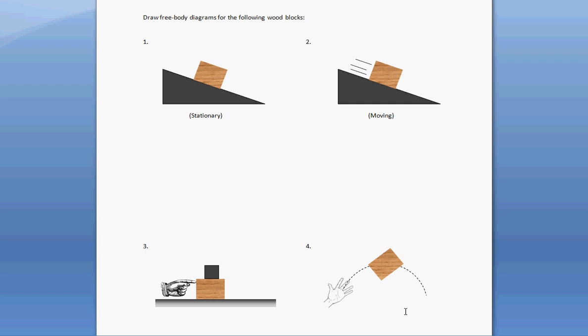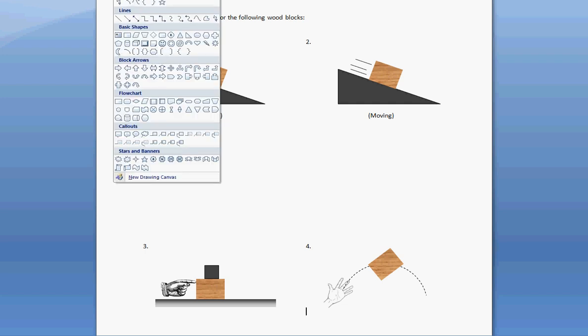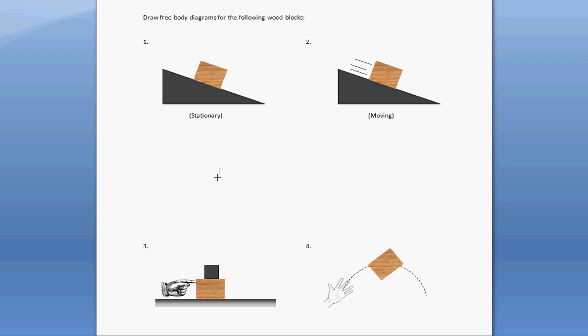Here we have 4 wooden blocks in different situations, and we're going to draw the free body diagram for each. We're going to start with the first block. And so we're going to start with an arrow pointing down, representing the force of gravity on that block. So the idea is that the earth is pulling the block downward. So that vector is pointing straight down.